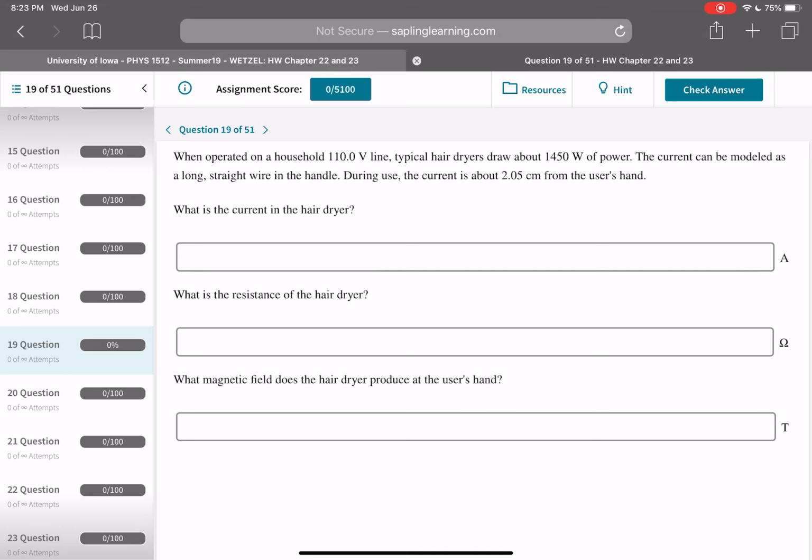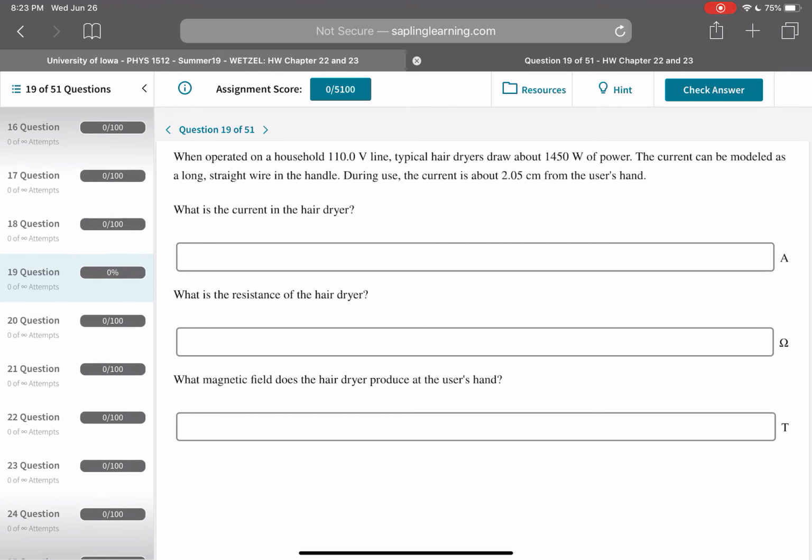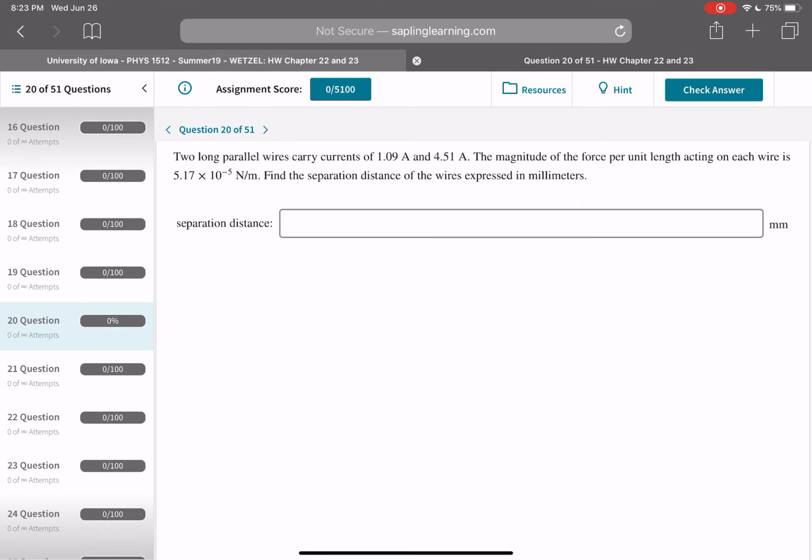So this is going to be a long handle with a straight wire, and then you've got B is mu naught I over 2 pi R, and you can calculate the strength of the magnetic field that your hand is going to experience just from the current flowing through the wire.